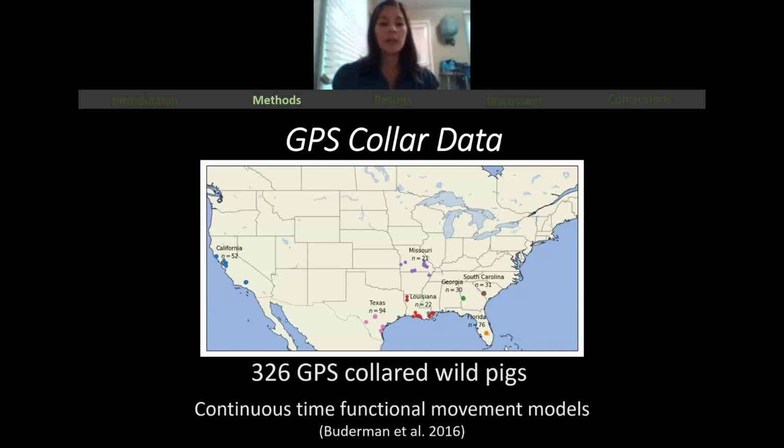We use GPS collar data from 326 wild pigs across the US in 7 different subpopulations. So in California, Texas, Missouri, Louisiana, Georgia, South Carolina, and Florida. And then we use continuous time functional movement models to standardize the differences in GPS fix rates across all these different studies.